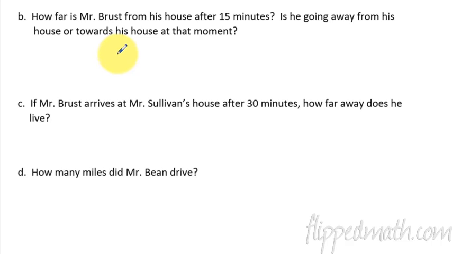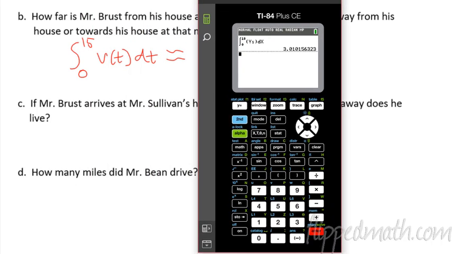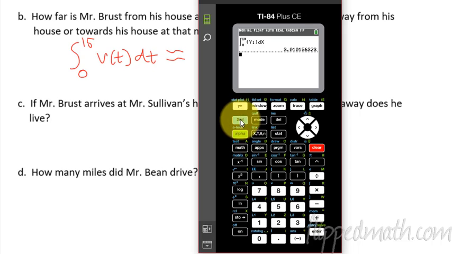All right, let's do another one. How far is Mr. Brust from his house after 15 minutes? So now we're going to go from 0 to 15 of that velocity function. And that is approximately, let's pull up the calculator, and we just do the same thing. Second entry. And then it just pulls the whole thing up. And I just have to scroll back here and change the 10 to a 15. Right? Yep. And then just hit enter.